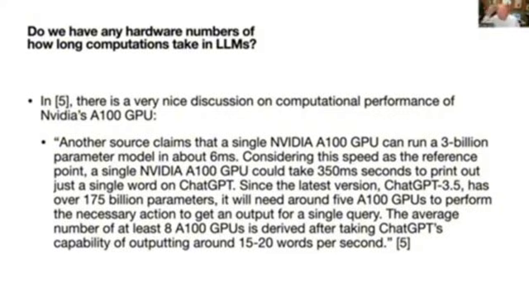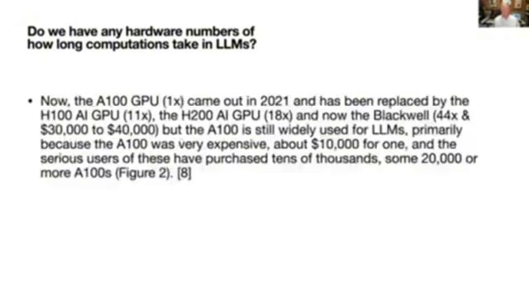Since the latest version, ChatGPT 3.5, has over 175 billion parameters, it will need around 5 A100 GPUs to perform the necessary action to get an output for a single query. The average number of at least 8 A100 GPUs is derived from after taking ChatGPT's capability of outputting around 15 to 20 words per second. So it's not super fast.